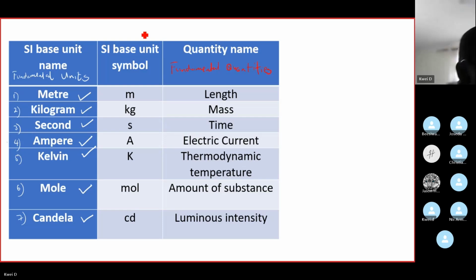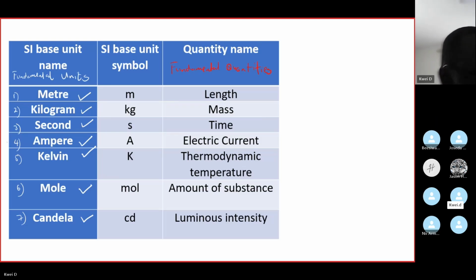Then we also have the second, which measures time, and the ampere, which measures electric current. Electric current is the rate of flow of electric charge. When we say rate, we are talking about how many charges are passing a point in a circuit in 1 second. We'll deal with this more under electricity. Electric current, the rate at which charges are flowing, can be measured, and it's measured in ampere.